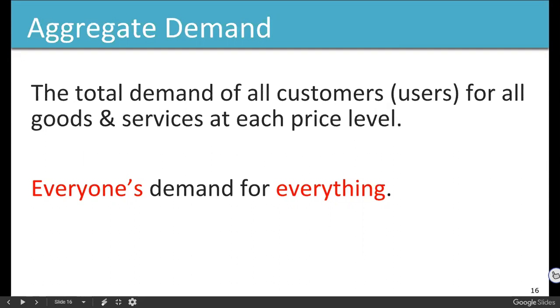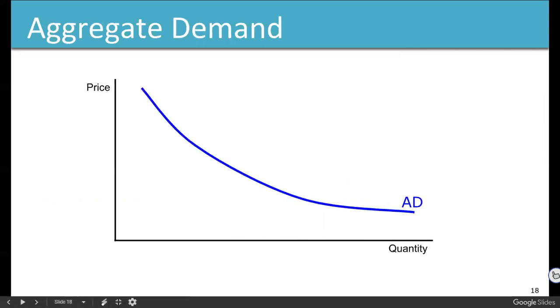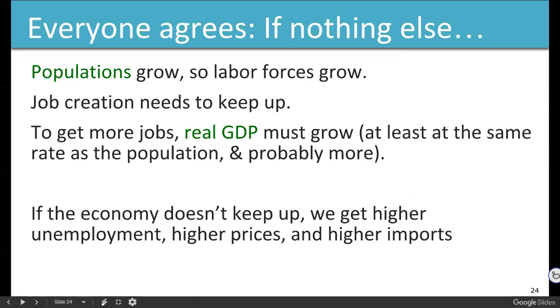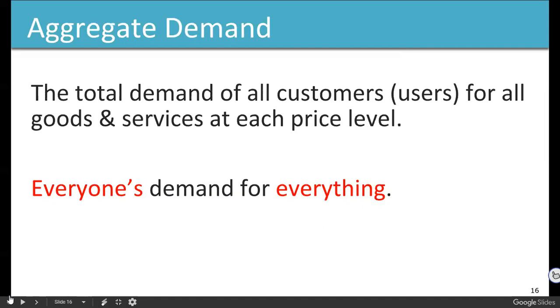Aggregate demand is total demand for everything, all the goods and services. Aggregate supply is everybody's supply of everything, everybody's production. Aggregate demand is all of our demand for watermelons, chainsaws, chickens. Aggregate supply is everybody's supply of watermelons, chainsaws, chickens, etc. So ultimately you put the two together, and that is how we measure the GDP.